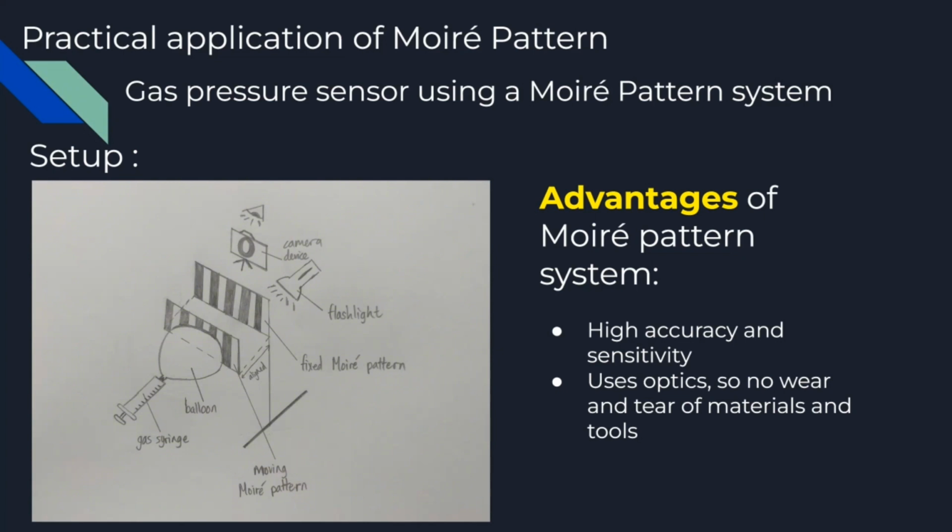There are several advantages in using this system. For example, in scenarios where high sensitivity of monitoring pressure changes is required. This is because Moiré pattern can accurately measure small changes and movements. Furthermore, this measurement could also be done with no contact, as we use the physics of optics, and this would mean that our materials and tools will experience less wear and tear, and this implies that the system will be durable and more effective.